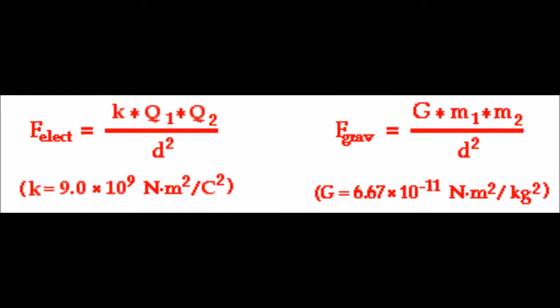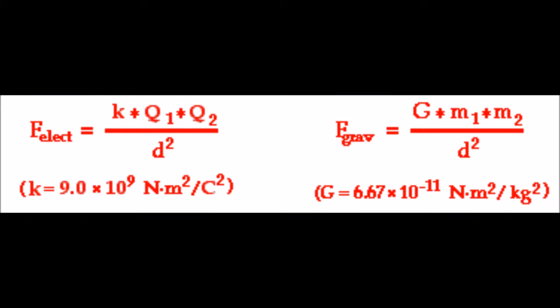As you can see, there are some obvious similarities between the two equations. For instance, both equations are over the square of the distance between the particles. This is because both forces decrease exponentially as distance between the objects increases. This means that, as long as both objects have mass or charge, there will always be a force between them as they move farther apart, even though it may be very small. This also means that as they move closer to zero distance, which is impossible, the force goes to infinity.